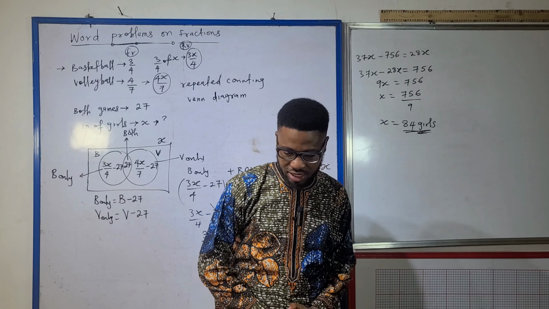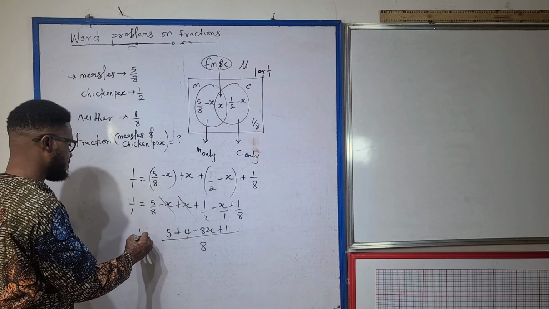So this is 1 over 1 equals 5 over 8 minus x plus x plus 1 over 2 minus x plus 1 over 8. The x's cancel out, minus x plus x. So what I have is 5 over 8 plus 1 over 2 minus x over 1, plus 1 over 8. So the LCM here, 8, 2 and 1, is 8. 8 in 8, 1, 1 times 5, 5. 2 in 8, 4, 4 times 1, 4. 1 in 8, 8, 8 times x, 8x. 8 in 8, 1, 1 times 1, 1. And then I have my 1 over 1 here.